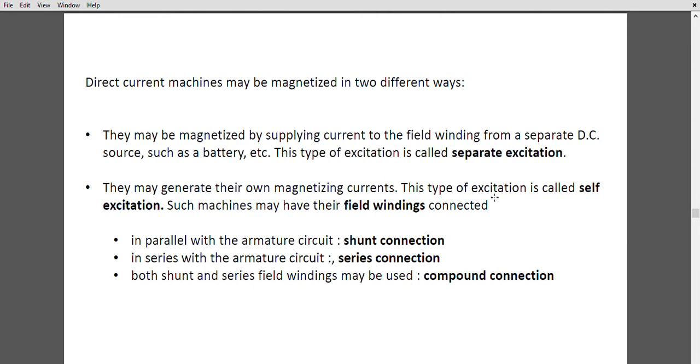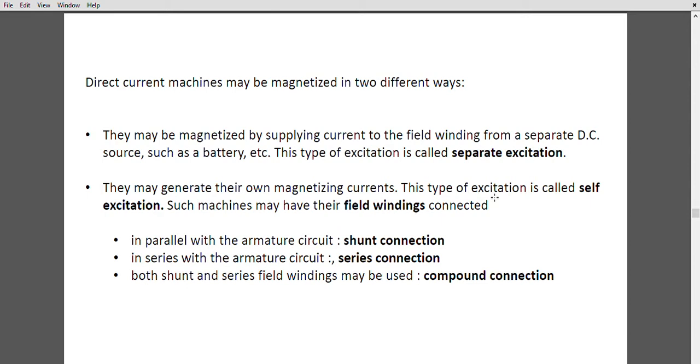Now, as we all know, these DC machines can be magnetized in two different ways. They can be magnetized either in a self-excitation manner or in a separately excitation manner. The separately excitation consists of a separate DC source, a battery, etc., while the self excitation consists of series excitation, shunt excitation, and compound excitation.